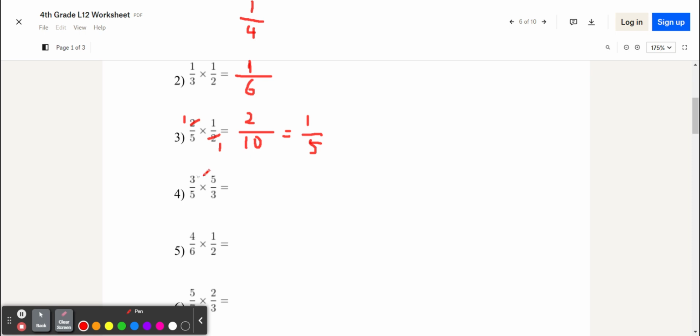In this case, a very similar thing happens. 3/5 times 5/3. The 3 and the 3 cancel out as 1 and 1. But the 5 and the 5 also cancel out as 1 and 1. So you get 1 times 1 over 1 times 1, which equals 1.